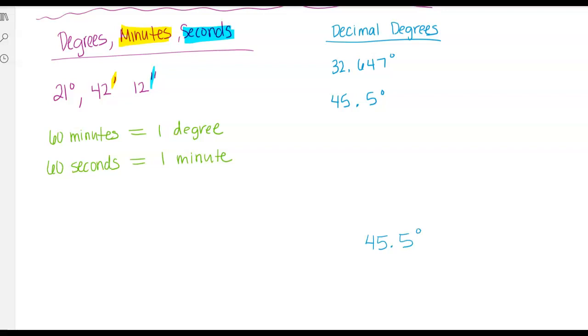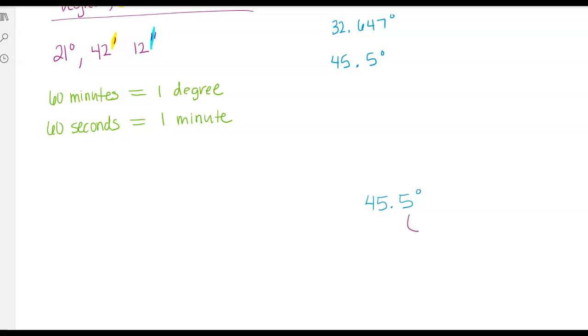Well, the 0.5 would be the same as half. Half of a degree is going to be 30 minutes. 60 minutes would be 1 degree, right? So half of a whole degree is going to be 30 minutes. So I could rewrite this as 45 degrees and then 30 minutes.